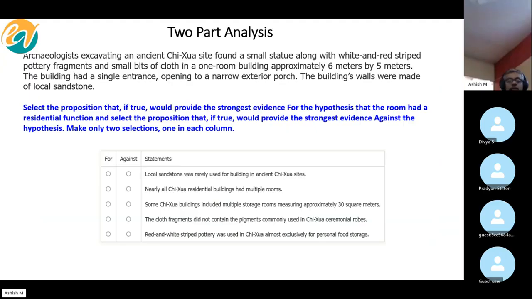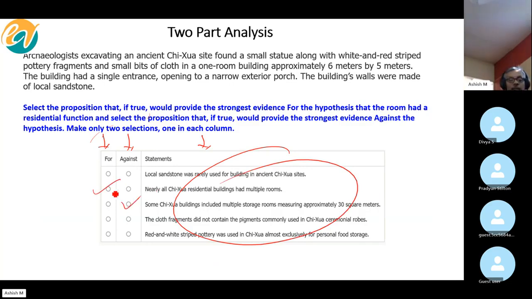Let's start doing this. Notice this is typically how the format of a two-part analysis is. This is for, this is against, and these are the statements. Based on these statements, you identify one option here, the other option here. These are radio buttons, and obviously you have to click on these. All right. Now let's start this again.